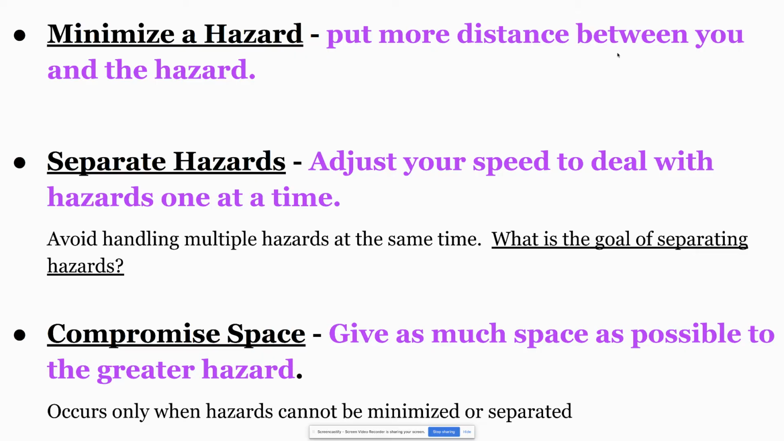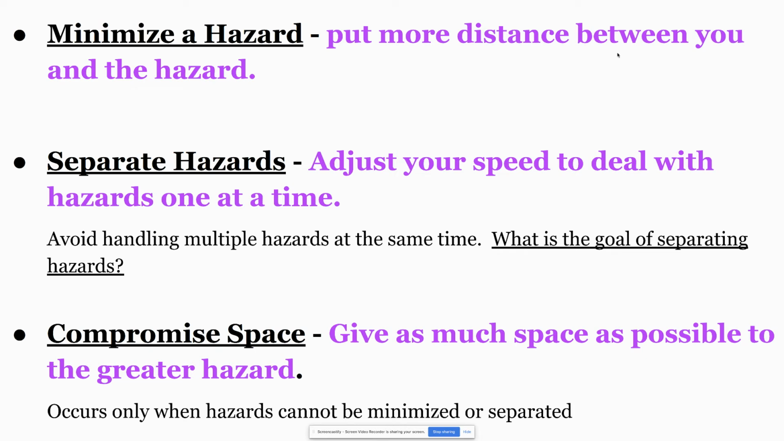But there's other things you need to know. As you see on the screen, you need to know how to handle hazards. So as you've identified and are predicting that there is a hazard in front of you, you're going to need to know, how do I minimize myself with that hazard? How do I separate myself from that hazard? And how do I compromise my space with a hazard? So minimize, as you see, it says put more distance between you and the hazard, meaning moving away from parked cars.